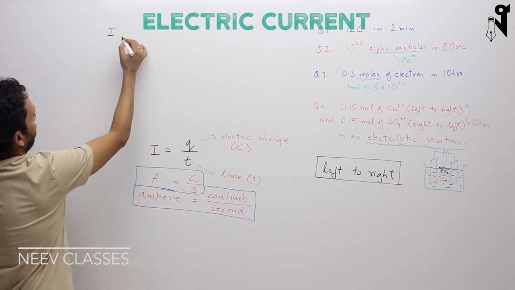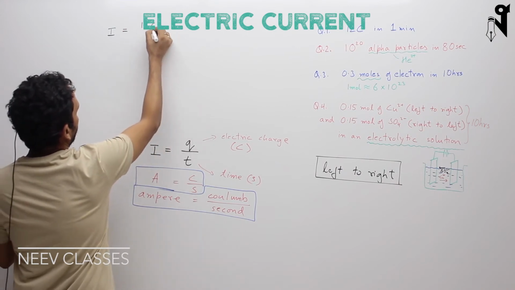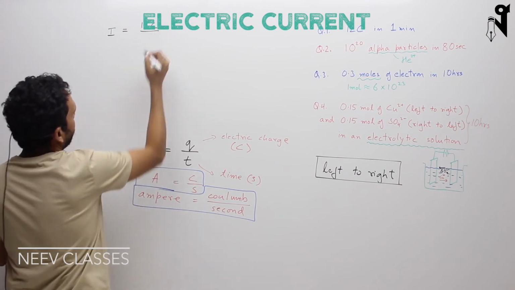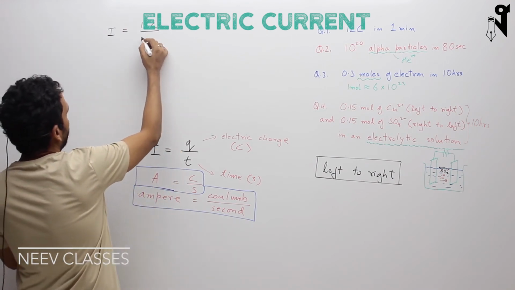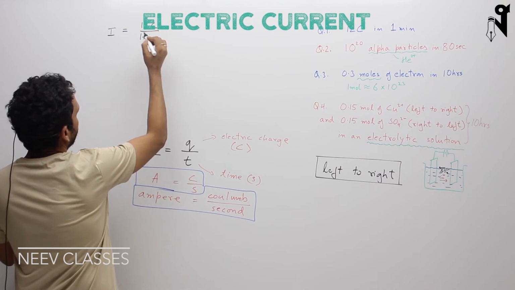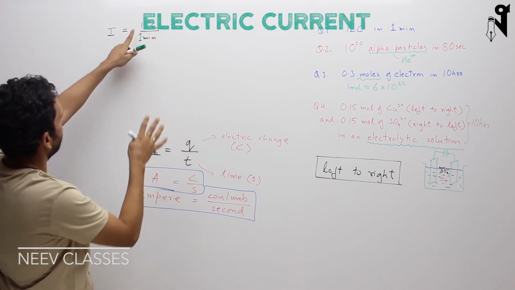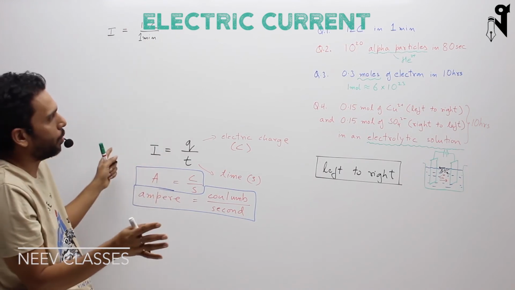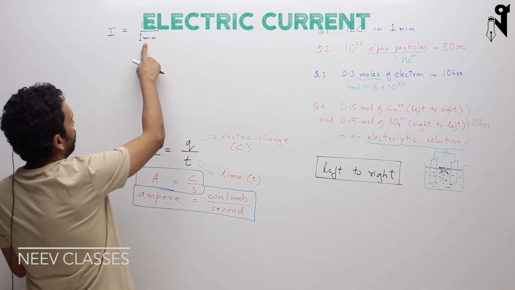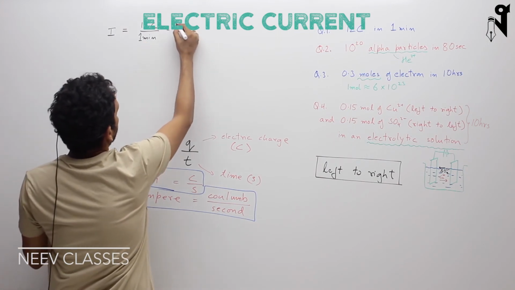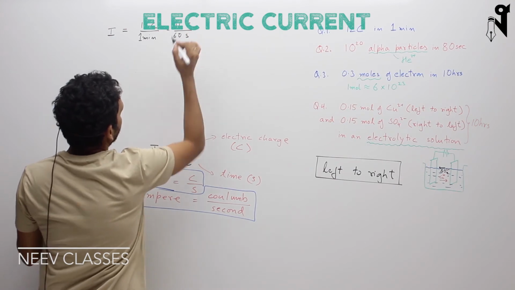So say capital I is equal to the charge divided by time. How much is the charge? That is 12 coulombs divided by time in seconds. How much is that? That's 1 minute, but 1 minute is not going to give you the SI unit. The answer is absolutely right: 12 by 1 coulomb per minute, but coulomb per minute is not ampere. Coulomb per second is ampere. So I'll rather convert this minute into seconds. So that becomes 12 coulomb by 60 seconds.